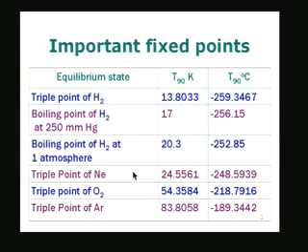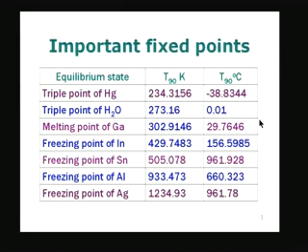Then as you go along, you see several other fixed points like the triple point of neon, Ne stands for neon, which is 25.5561, the triple point of oxygen 54.3584, the triple point of argon 83.8058. If you look at the table, the temperatures are going in ascending order. From the lowest value of 13.80, we have come up to 83.80 Kelvin, or from minus 259.3467 degrees Celsius to minus 189.3442, and we need more fixed points to cover the entire range of interest to us, and they are given in the next slide.